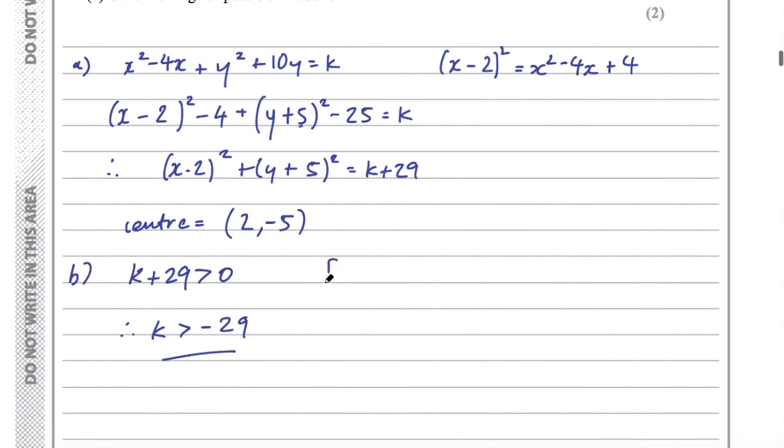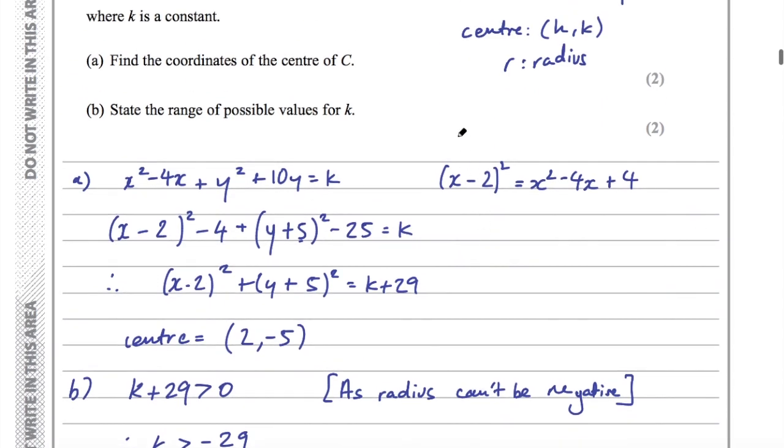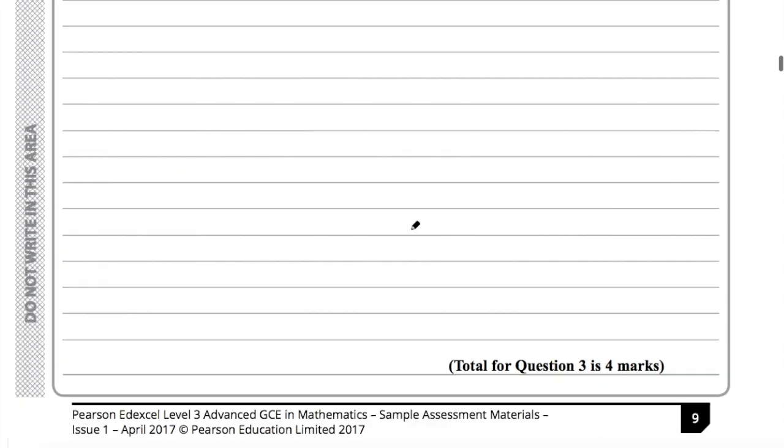We could also add a bit of reasoning here. We could say as the radius can't be negative, but that's about it really. You don't really need to explain too much. Okay, so total of 4 marks for question 3.